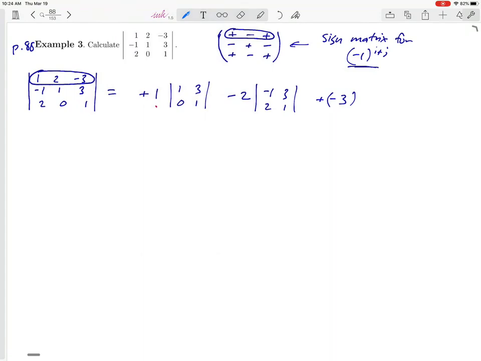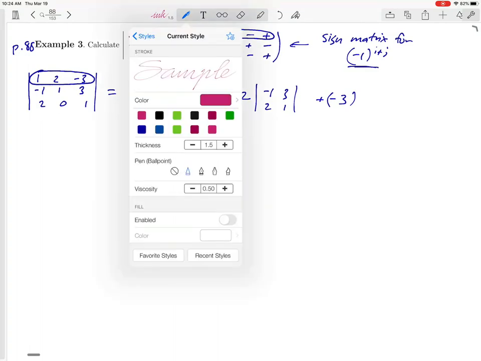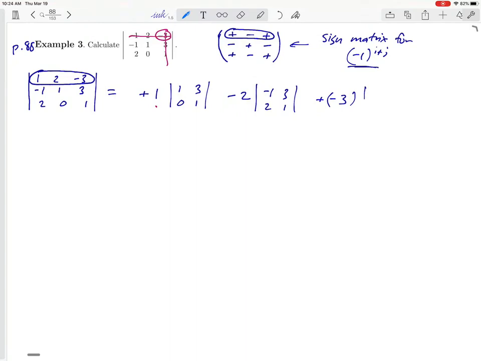Sorry for continuing to change colors on you, but I think it helps us to see this a little bit better. So we're looking at the -3 entry. We're going to cross out the row and the column there, and write down the 2 by 2 matrix that's left. Determinant of negative 1, 1, 2, 0.